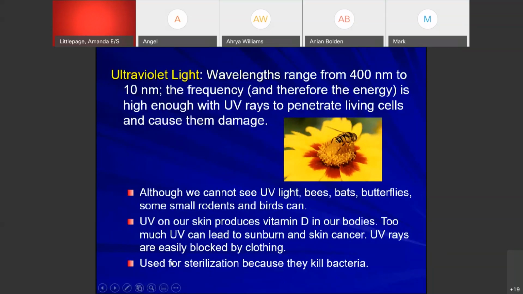You can also use UV light as a sterilization process. I know you guys are at home, but some of you were in class with me. If you remember, whenever we did science experiments, after we were done, we would put our goggles into the UV cabinet and turn it on.